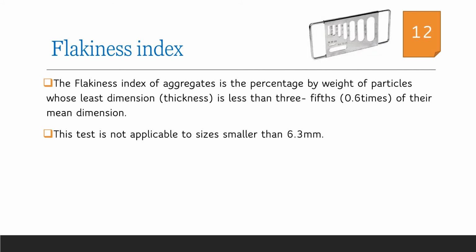Flakiness index is calculated using the apparatus shown in the picture. Here we take a sample of coarse aggregate, then pass each of the aggregate through one of the holes shown in the picture suitably. Then we find the mean dimension and calculate 0.6 times the mean dimension. And flakiness index of the aggregate is the percentage by weight of particles whose least dimension is less than 0.6 times the mean dimension. Then as in the case of elongation index, for flakiness index also, when the aggregate size is less than 6.3 mm, these two tests are not preferred.